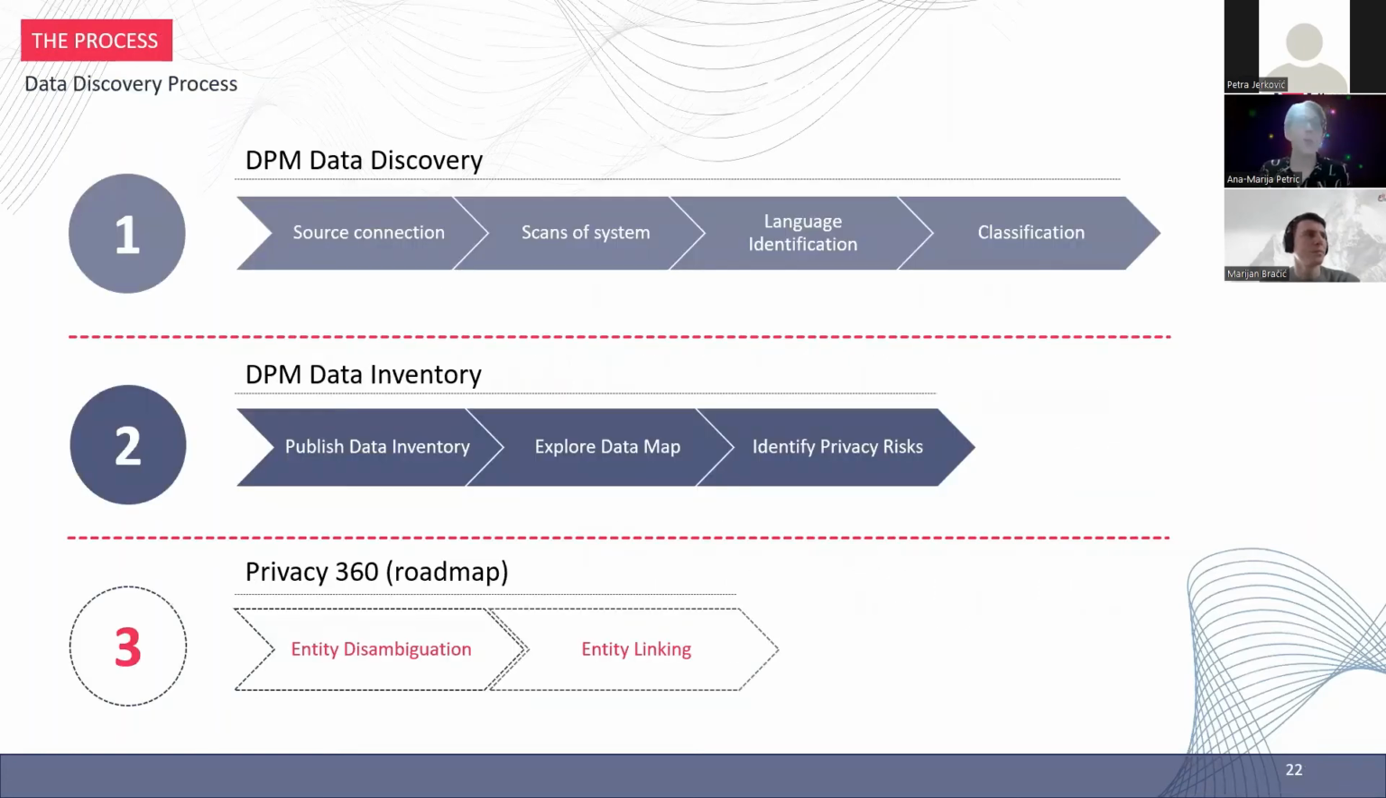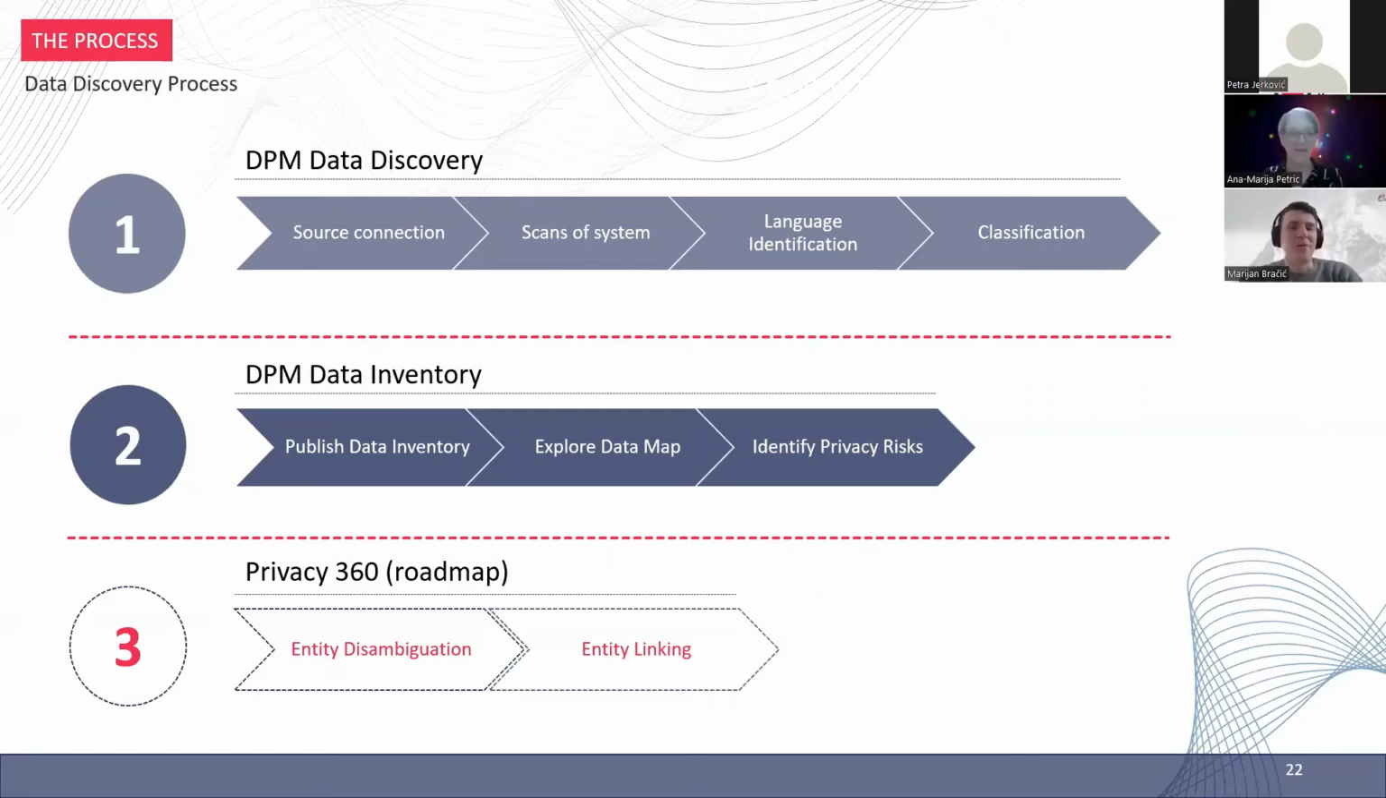All right, so I'm going to wrap up because I've been talking quite a bit. So DPM data discovery starts with the source connection, scans the system, language identification and classification, allowing us to connect to your database, scan your system, identify which language is present in which column, and then classify it accordingly. All right, to give me a bit of a break, I would like to hand it over to Marijan, who is briefly going to walk you through the data inventory and Privacy 360.